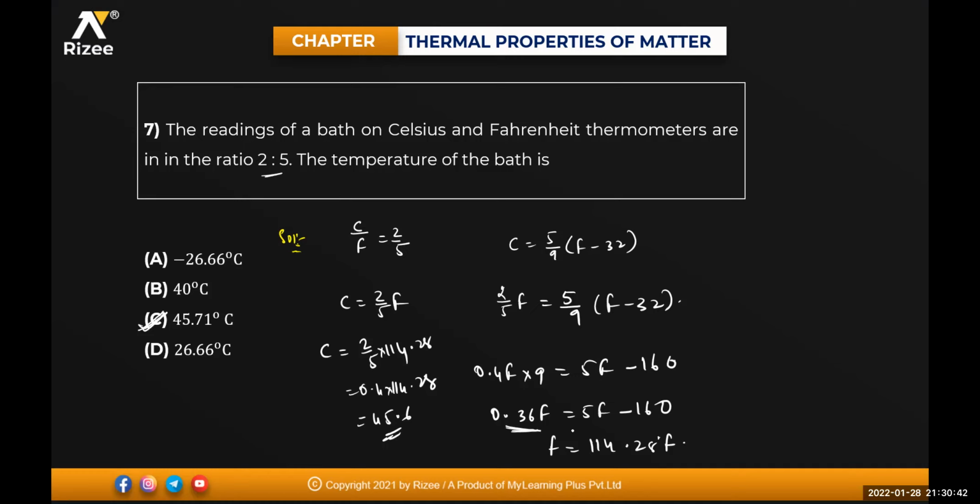We got the answer in the Fahrenheit as of your 114.28 degree Fahrenheit. But options are given in degree centigrade. That is the reason I'm converting this Fahrenheit in this formula again. So substituting that value, I'm getting the value of the C is 45.6. Clear?